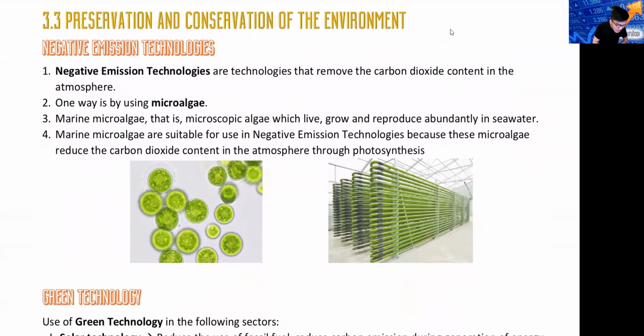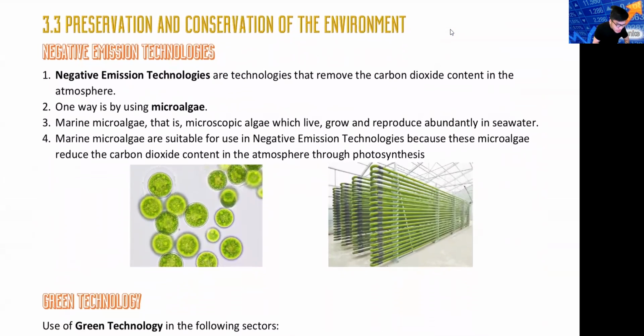So what else, green technology do we use? Preservation and conservation of environment. Negative emission technology. What is negative emission? What is emission? Emission means when you produce greenhouse gas. You menghasilkan gas rumah hijau. What is negative emission? Negative emission is you don't produce greenhouse gas, but you absorb greenhouse gas from the world, from the environment.